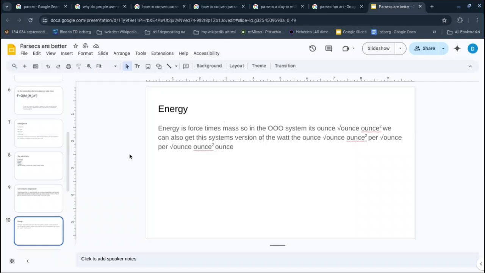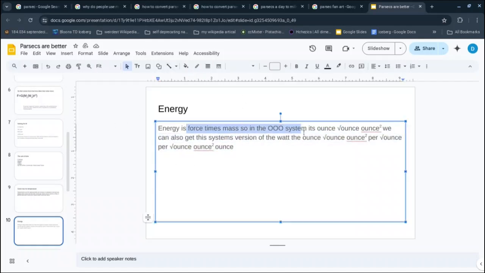Energy. Energy is force times mass. So in the OOO system, it would be the ounce square root ounce squared. Pretty simple. We can also get the system version of the watt, which is the ounce square root ounce squared per square root ounce per square root ounce squared ounce.